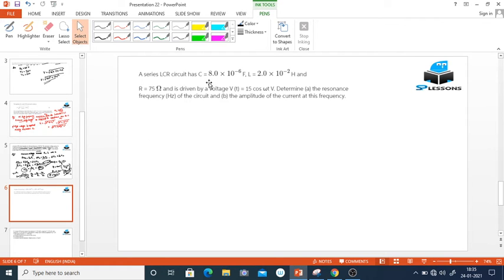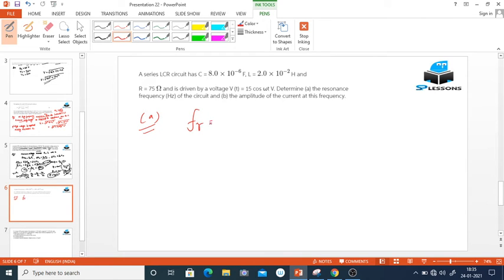A series LCR circuit, the value of capacitance, the value of inductance, and the value of resistance is given, and the driven voltage V(t) is equal to 15 cos omega t volt. Determine the resonance frequency and the amplitude of the current at this frequency. This is also the same question but a little different. So we can write the first answer, A.